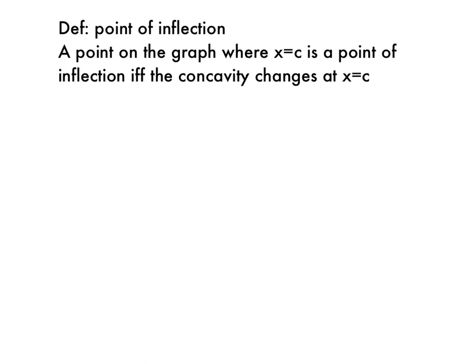So let's consider the following definition of point of inflection. What we're going to talk about here is what it means to have a point of inflection. That's simply a point on the graph at x equals c where the concavity changes. Here we're concave up, and now we're concave down. So right about here we have a point of inflection where the concavity changes, where it goes from either being concave up to concave down or vice versa.